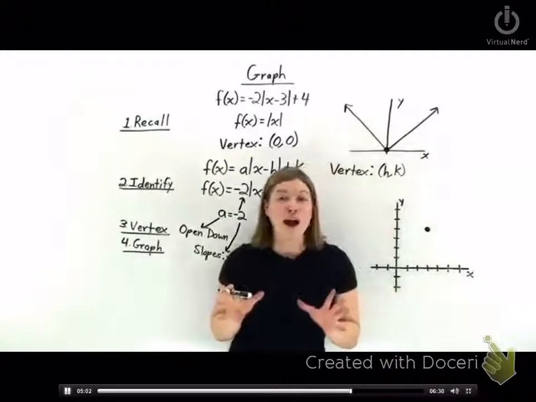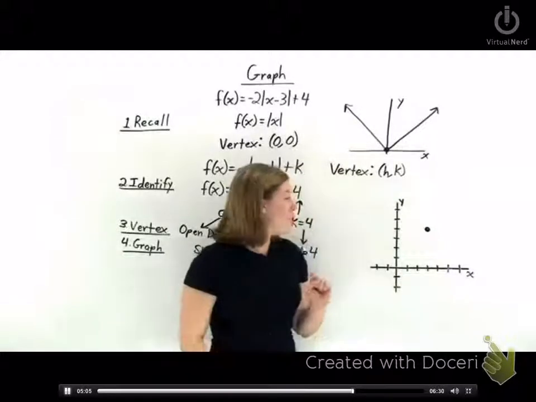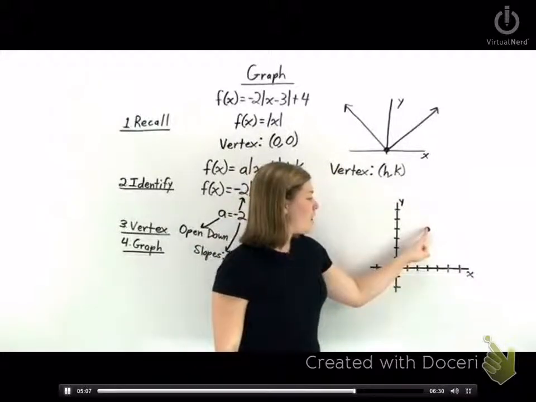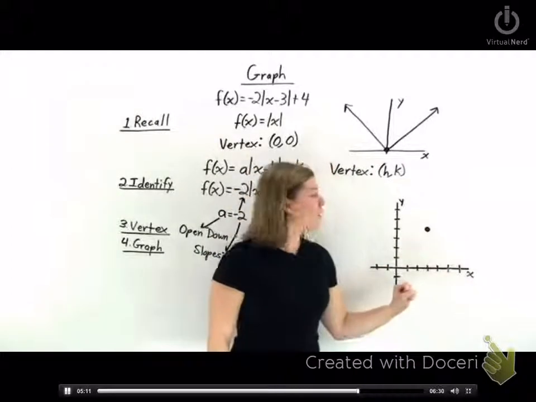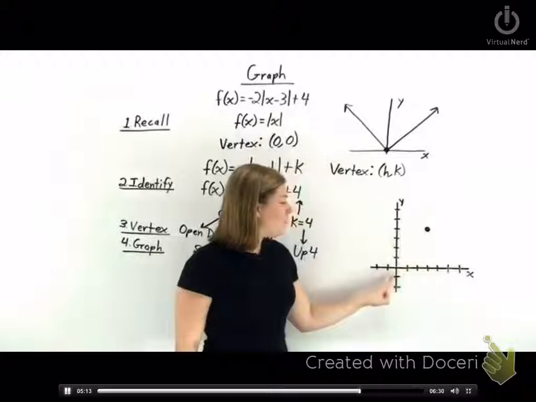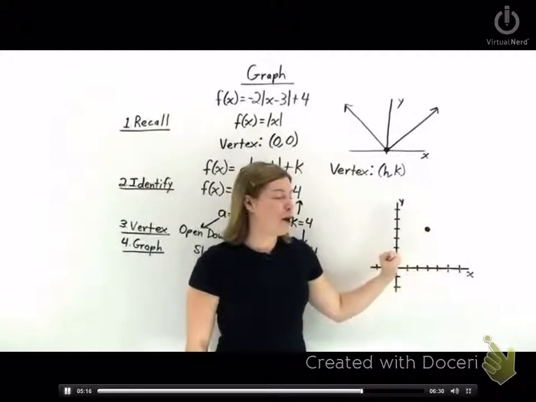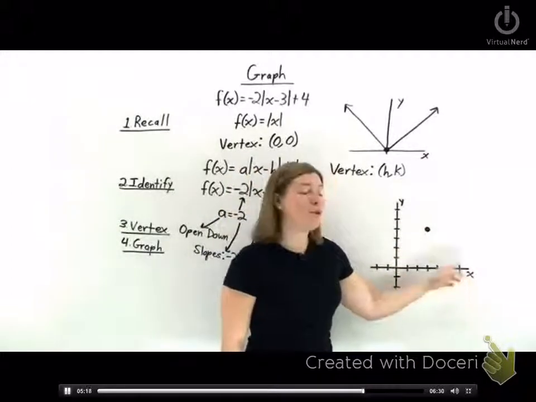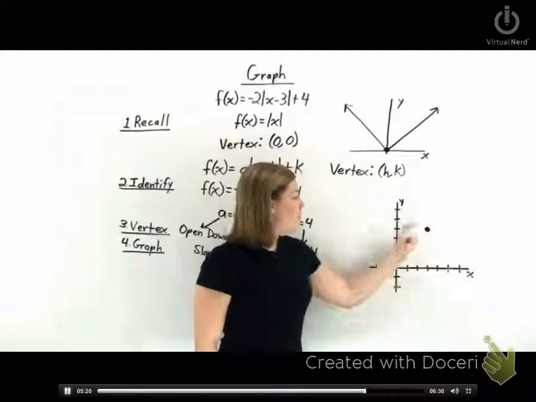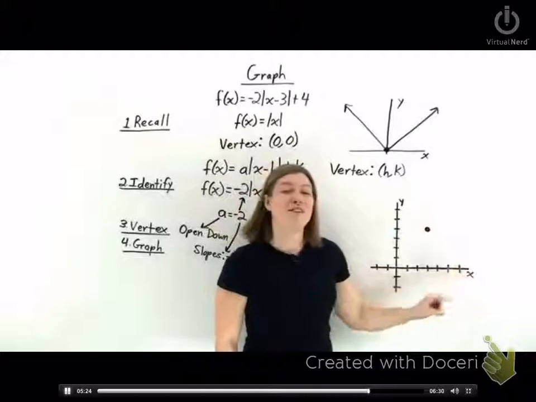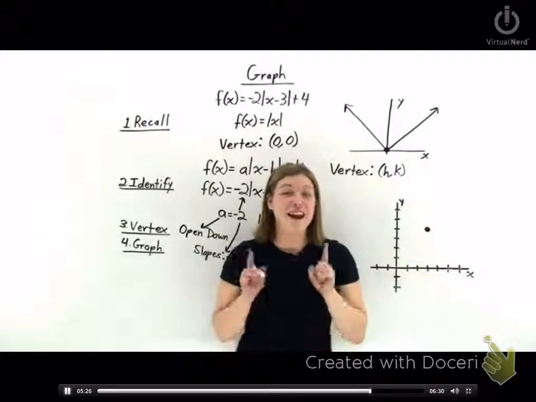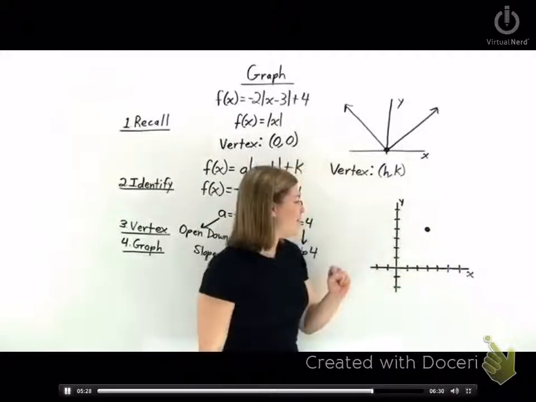Now before we just graph those lines, let's take a closer look. Here from our vertex, our graph will need to have a V shape and open downward. So that means that this line on the left will need to have a positive slope, and the line on the right will need to have a negative slope. That means on the left we'll have a slope of positive 2, and on the right we'll have a slope of negative 2.